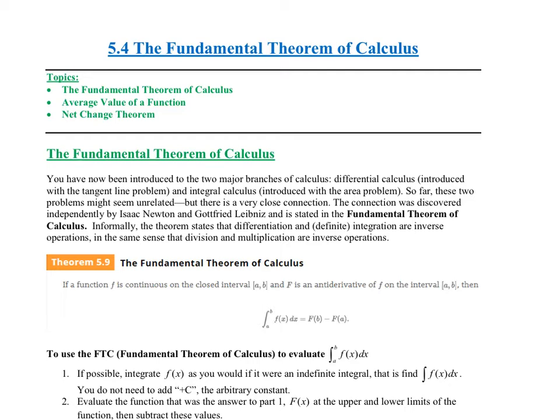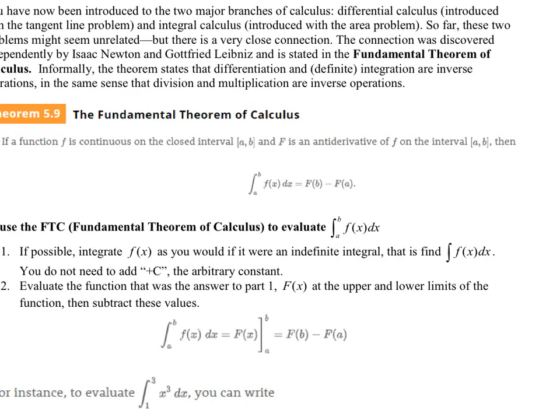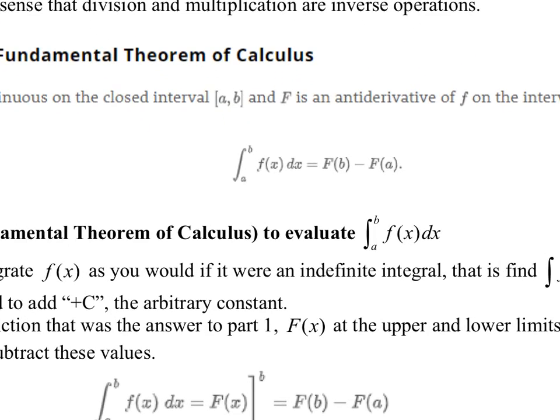Informally, the theorem states that differentiation and definite integration are inverse operations, in the same sense that division and multiplication are inverse operations. So what does it say? It says if a function f, lowercase f, is continuous on the closed interval [a, b], and the parent function capital F, which remember is the antiderivative of lowercase f, on the closed interval [a, b], then how do we find that area beneath the curve?